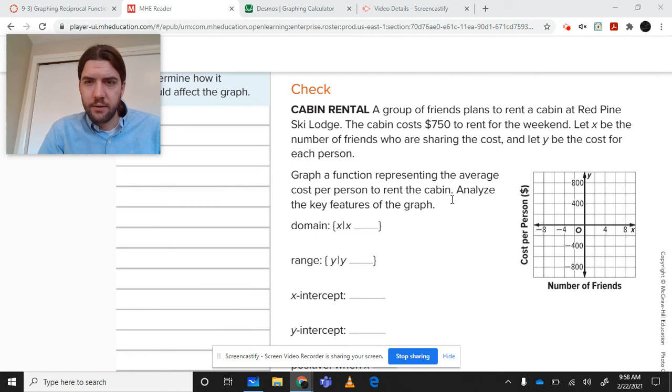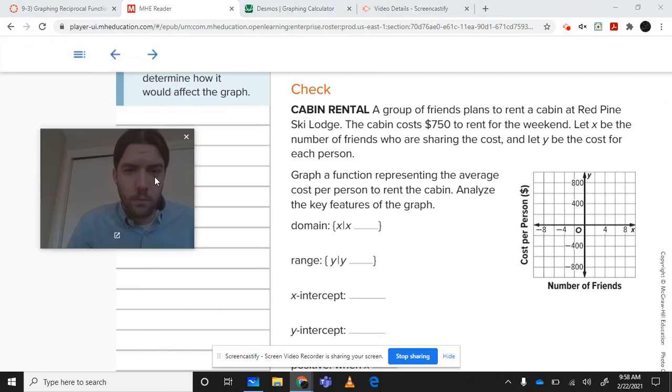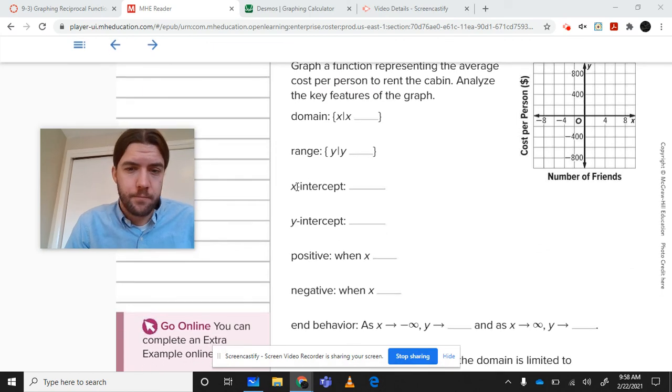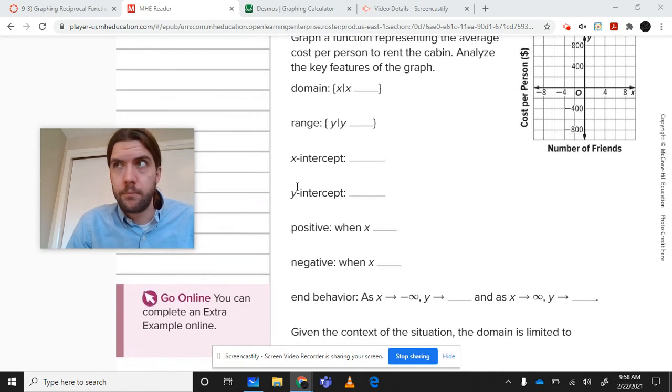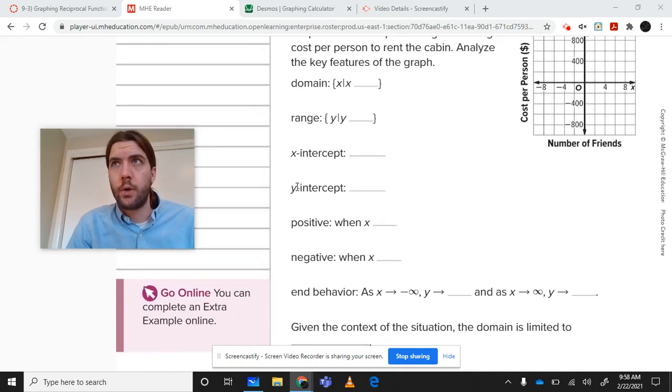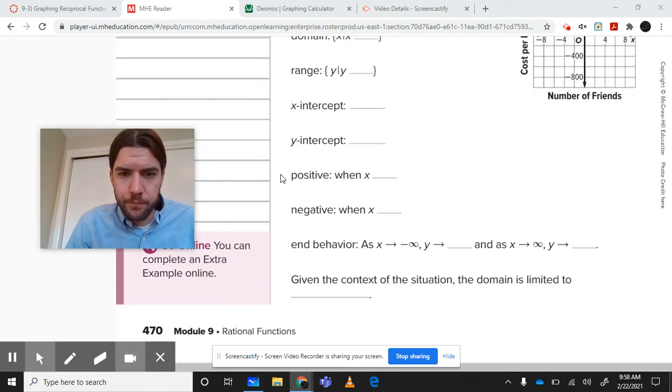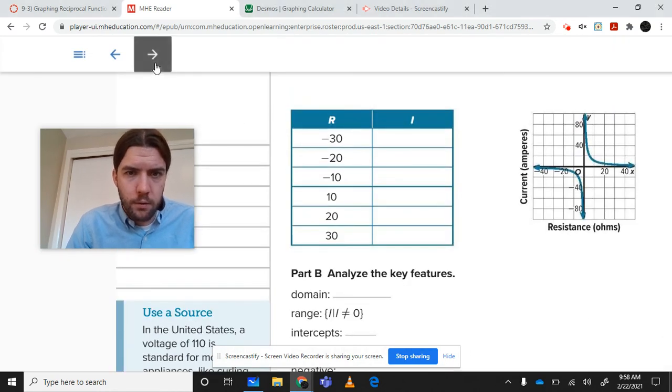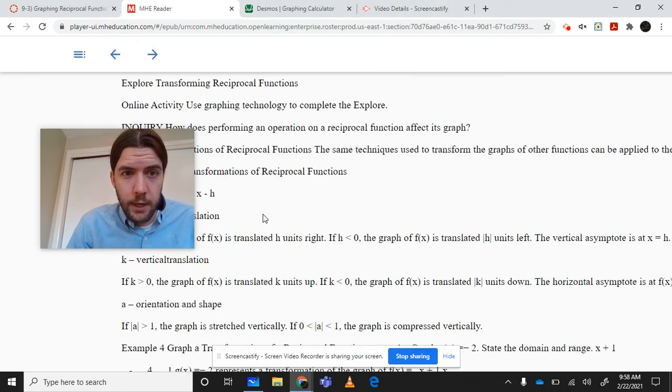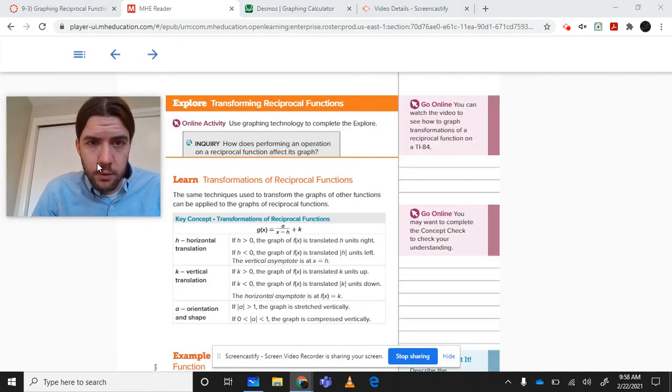You could read through this second example. This is about a set cost on a cabin, and the more people who are sharing it, the less they each have to pay. That'd be a reasonable reciprocal kind of function. As you increase the number of friends, each person pays less. So we're just dealing with simple fractional functions where the denominator is the variable. Okay, and I don't think there's anything more to talk about on that example.